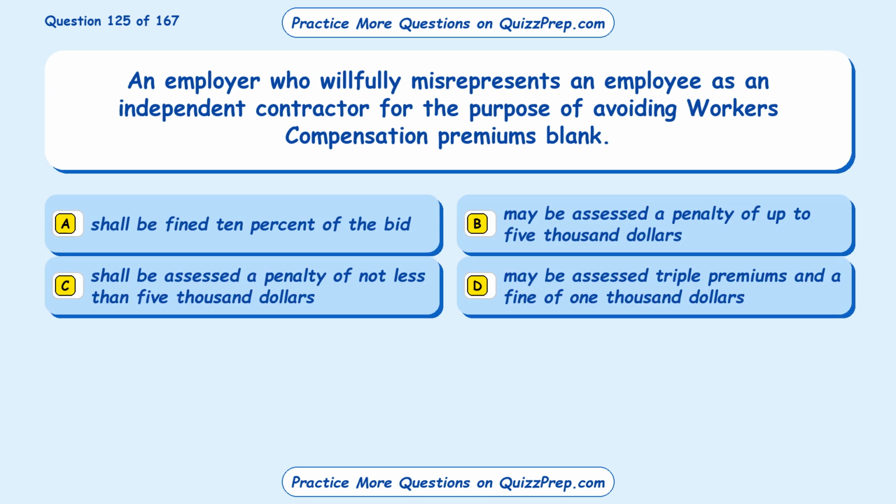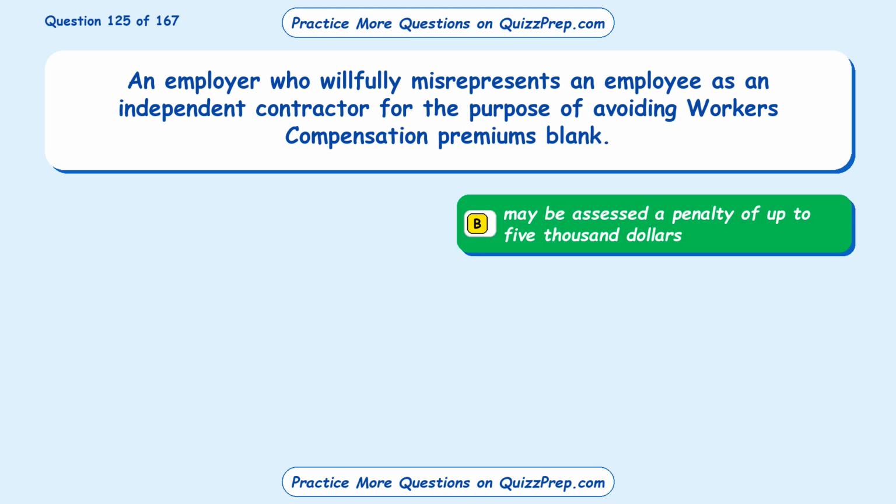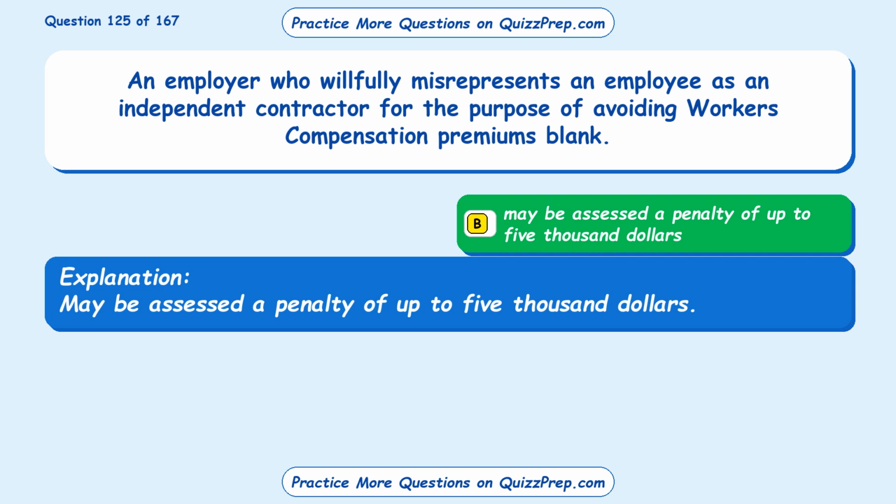Question 125. An employer who willfully misrepresents an employee as an independent contractor for the purpose of avoiding workers' compensation premiums blank. Option A, shall be fined 10% of the bid. Option B, may be assessed a penalty of up to $5,000. Option C, shall be assessed a penalty of not less than $5,000. Option D, may be assessed triple premiums and a fine of $1,000. The correct answer is option B, may be assessed a penalty of up to $5,000.